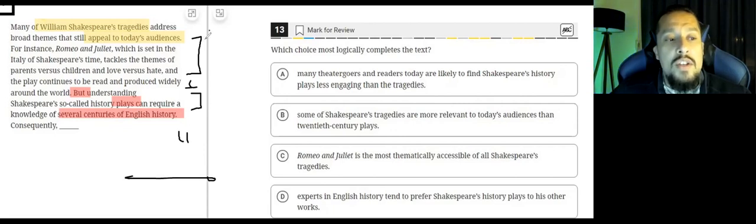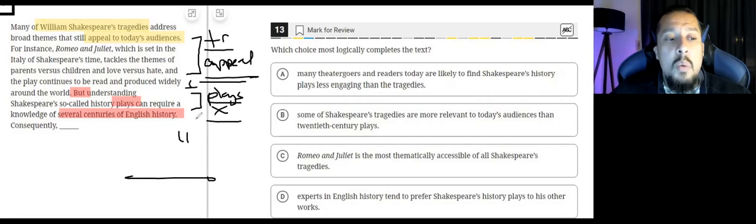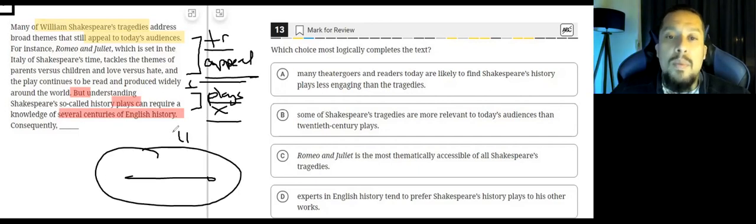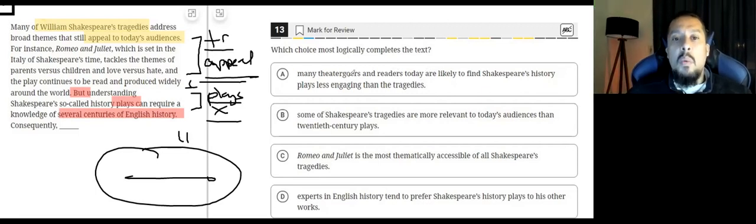answer. So the tragedies are good because they appeal to today's people, right? Today's audiences. The plays are not good. Why? Because they require strong background knowledge. So what can we say? For example, people like tragedies more than they like plays. Why do people like tragedies? Because they appeal to broad themes. Why do people not like the plays? Because they require extensive background knowledge about Shakespeare's, English history, whatever it is.